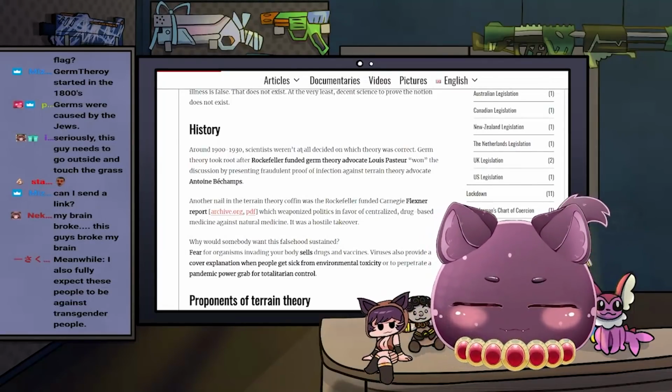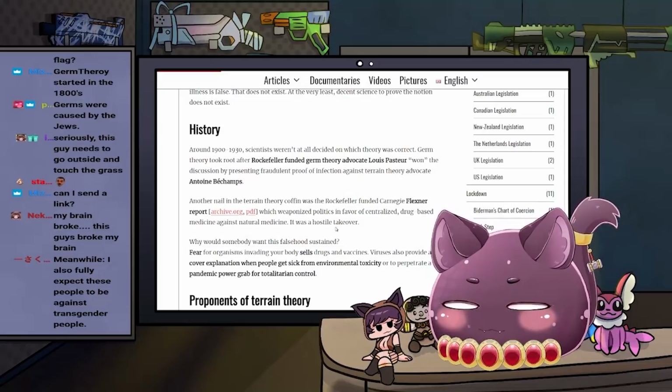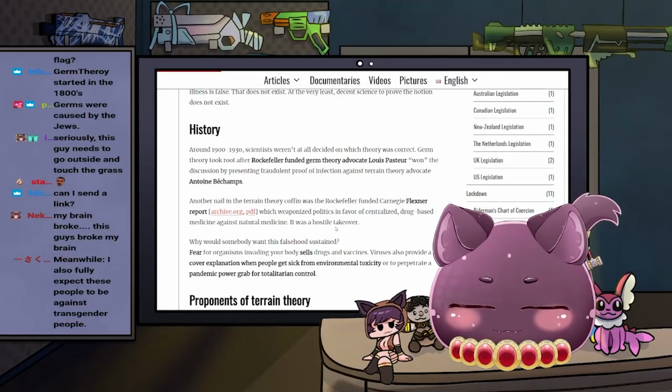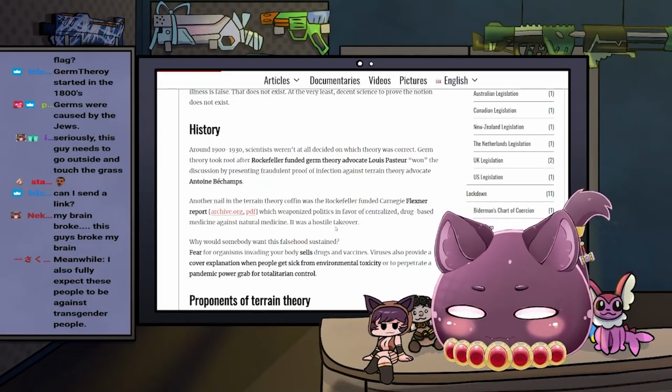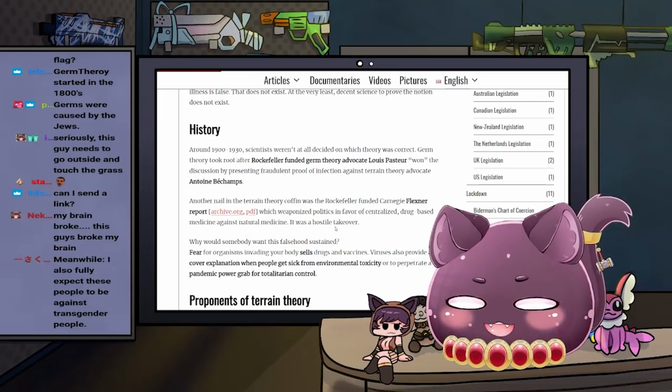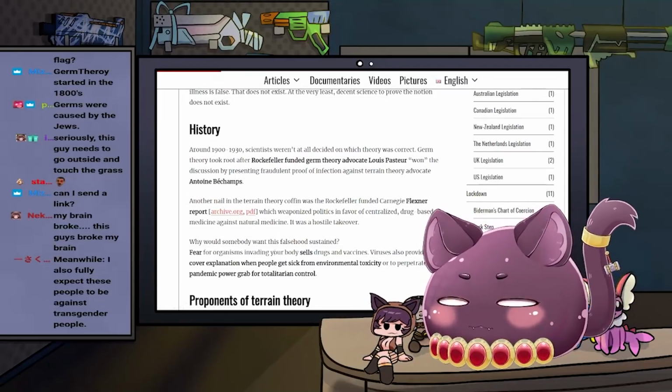Secondly, and most importantly, this is unironically the "they suppress our medicine so they can sell us their cures" meme. That is all this is.